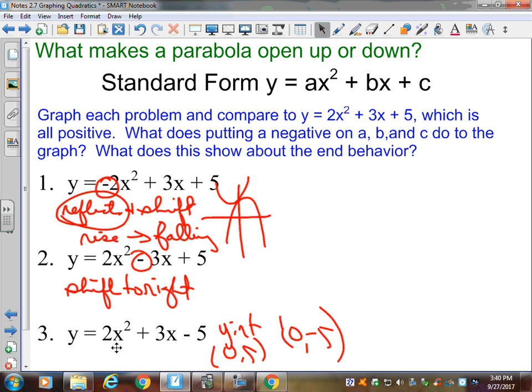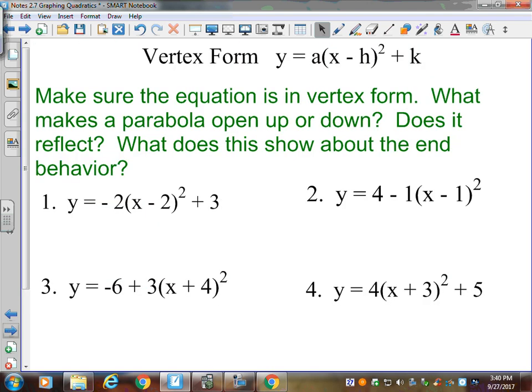So the only time the end behavior changes is when your graph starts with a negative. Your formula starts with a negative. And that's important to know. Alright, let's look at the next format. This is called vertex format.